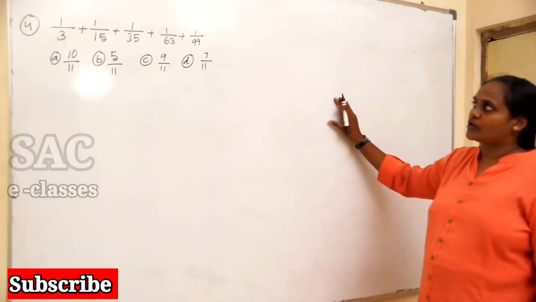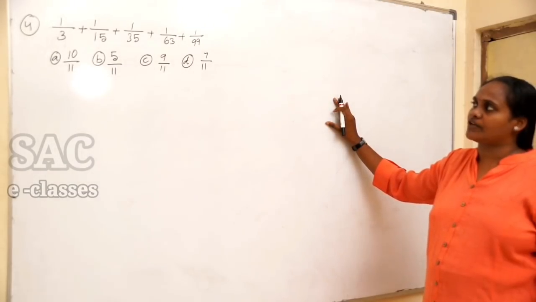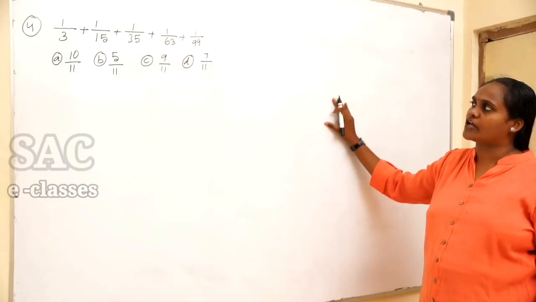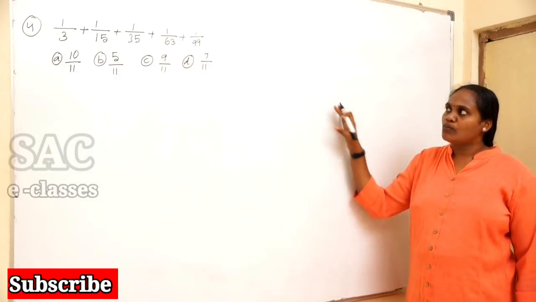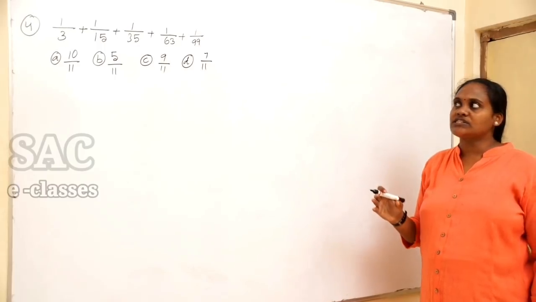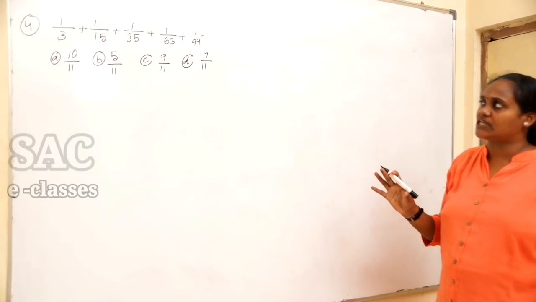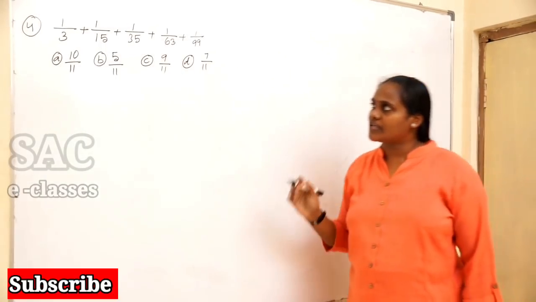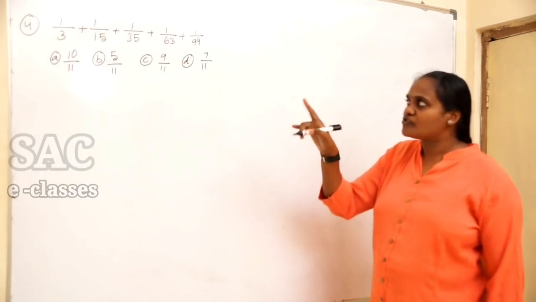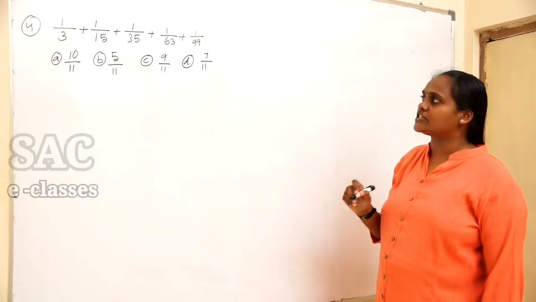Now see the fourth problem. They are asking you to evaluate 1/3 + 1/15 + 1/35 + 1/63 + 1/99. We know this is not at all possible by the LCM because these are very big numbers. We can't find it by the LCM. But if you observe, there is some logic there.